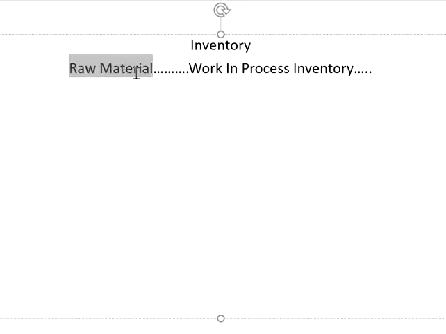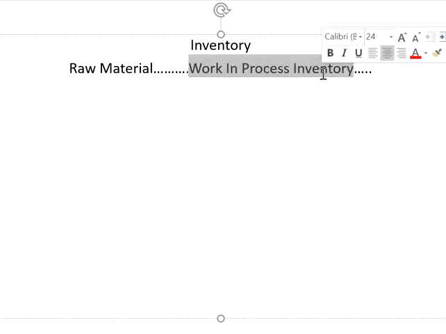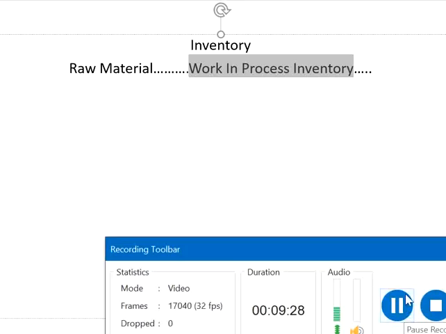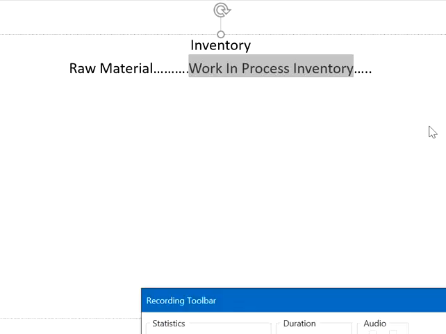Let's say, imagine it like this, you have one warehouse for raw material. You have one warehouse where you put your work in process. So basically inventory is of three types: raw material, work in process, and finished goods, right? Work in process means something is not completed. We brought raw material into our factory area, but we did not finish.